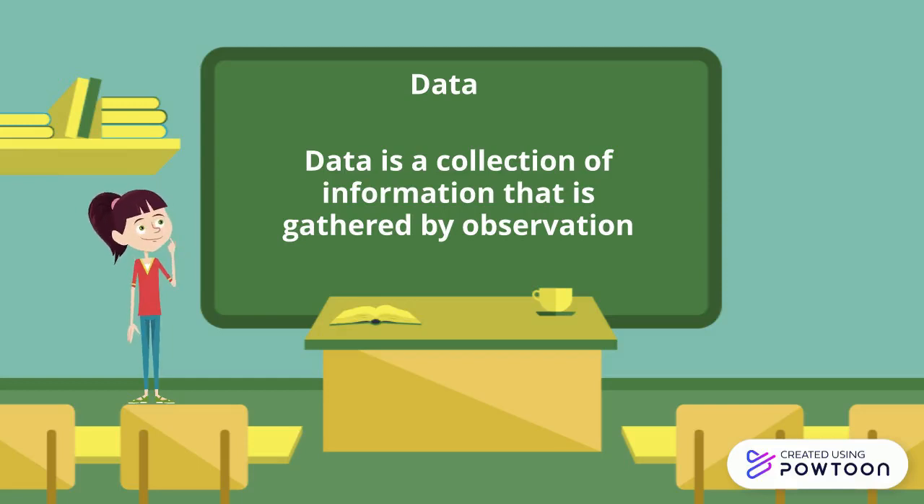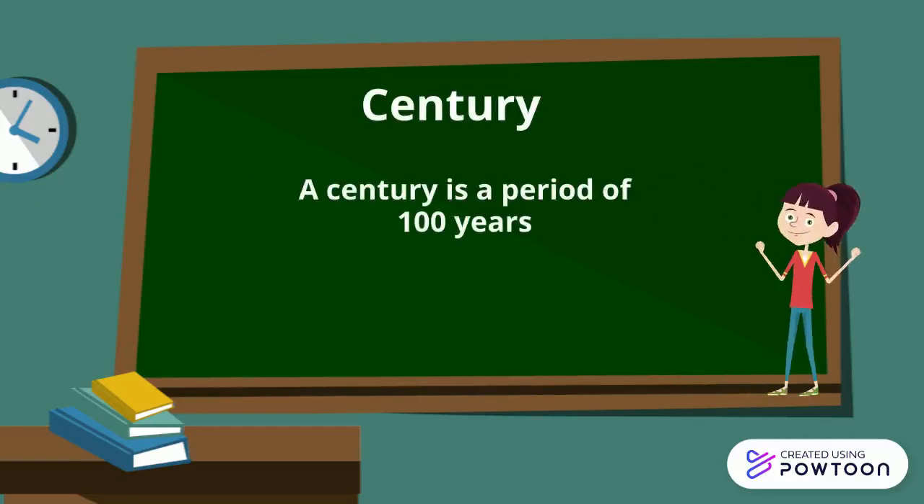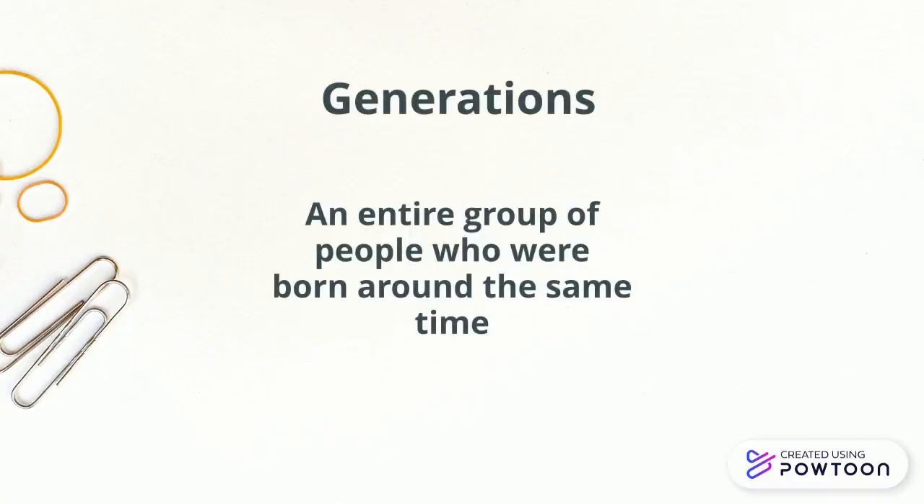Data is a collection of information gathered by observation. Century. A century is a period of 100 years. Generations. A generation is an entire group of people who were born around the same time.